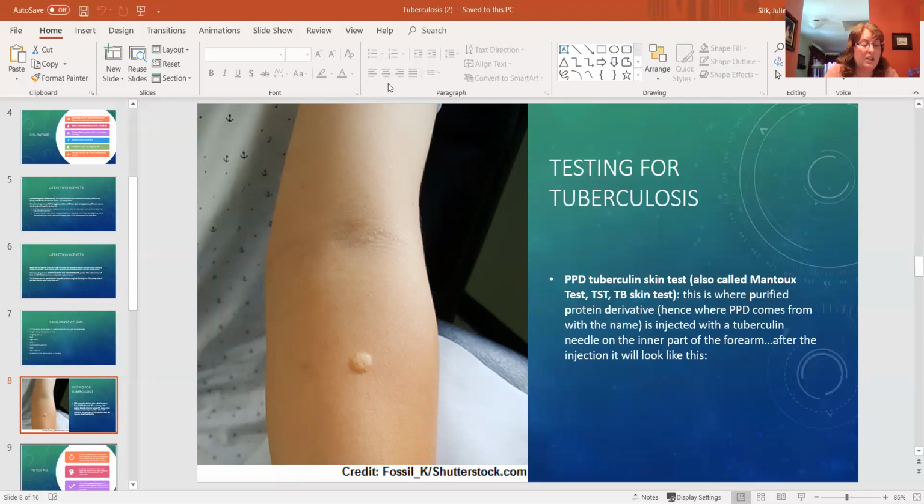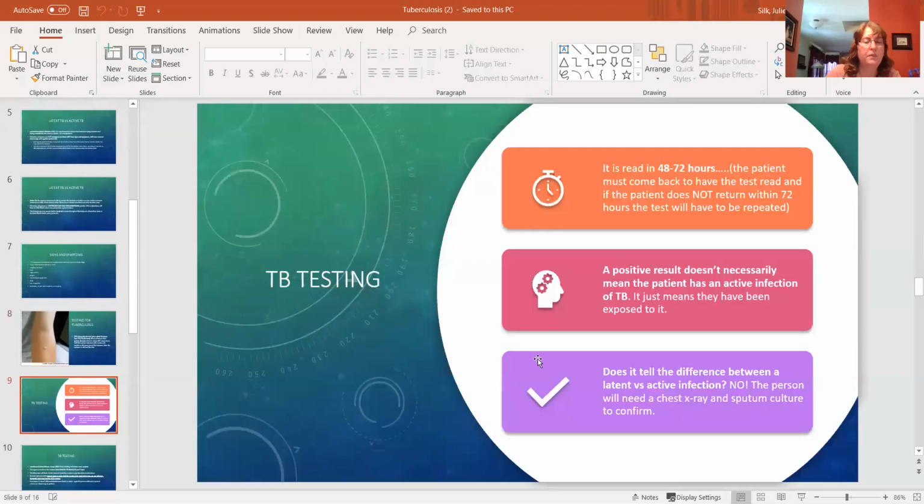This test does not confirm if you have active TB. Like I said, you have to do other things to confirm that. But what an induration is, it's a palpable, raised, hardened area in that area where you gave the shot. So you actually will measure it, and that's what I'm talking about by 10 millimeters. So you're going to look at it like that. Again, you need to read the test in 48 to 72 hours.